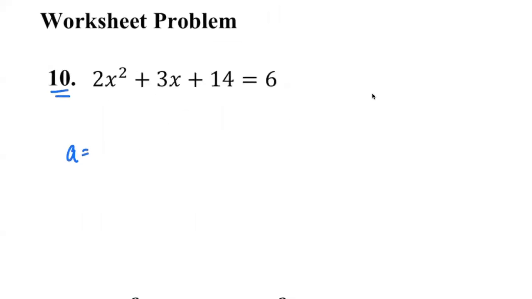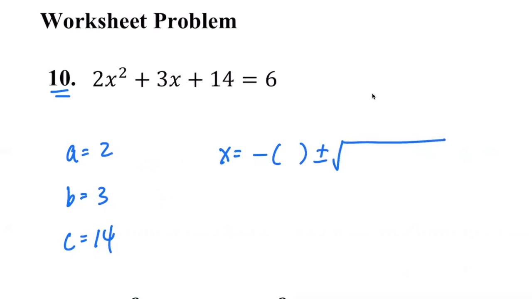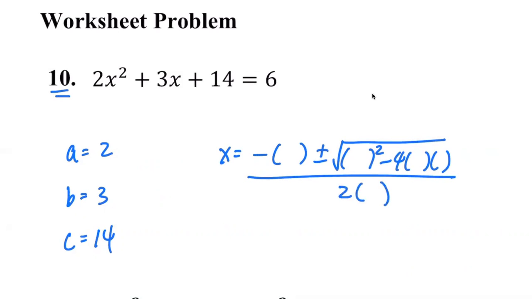Okay, so a is equal to 2, b is equal to 3, and c is equal to 14. So x is equal to negative b plus or minus the square root of b squared minus 4ac, over 2a. And I'm going to plug things in here: negative b, b squared minus 4ac, and then over 2a. Now, you can keep going. I'm going to pause a moment right here.